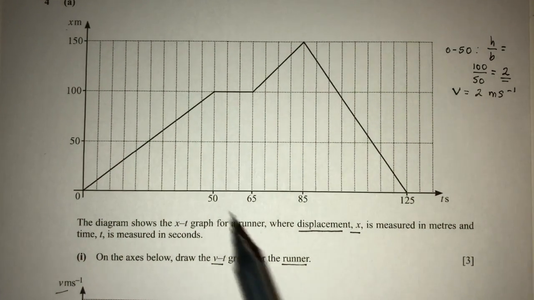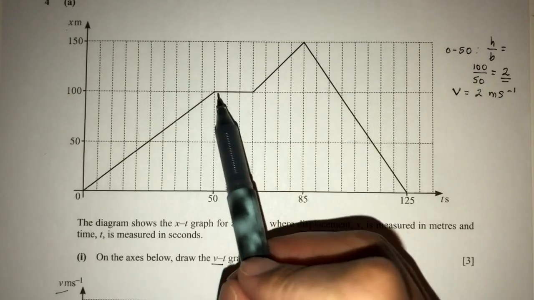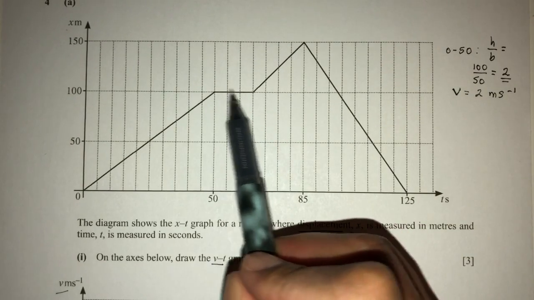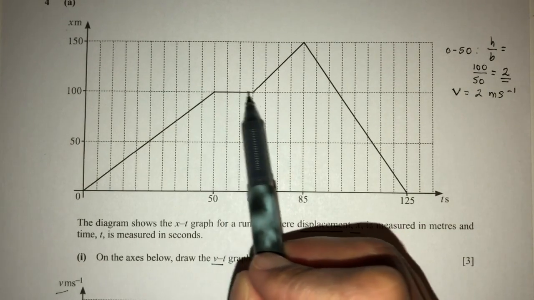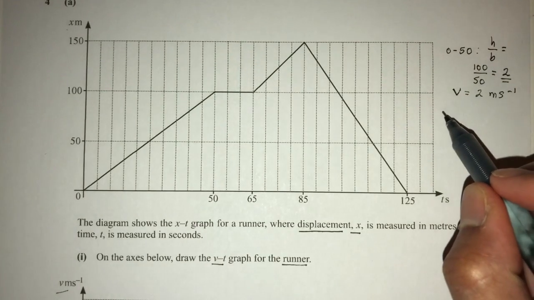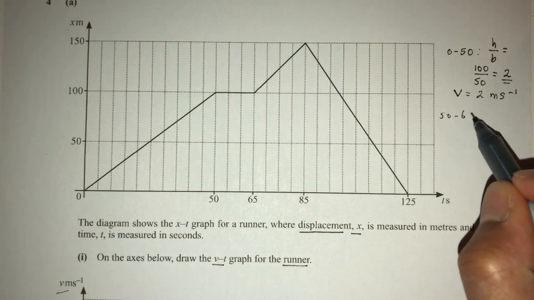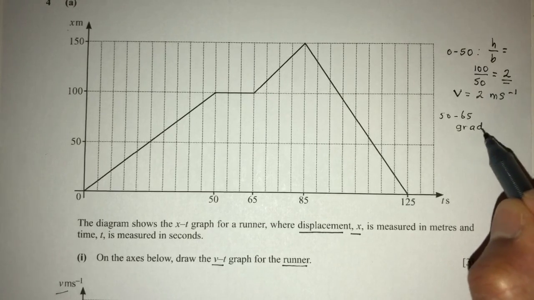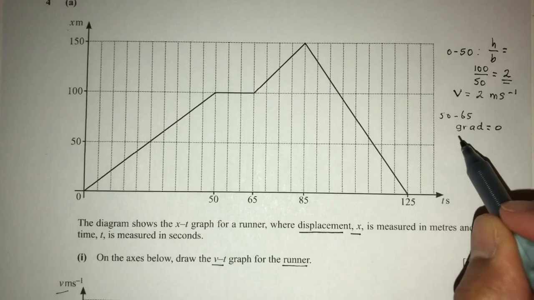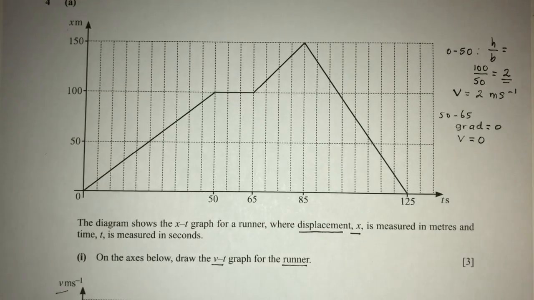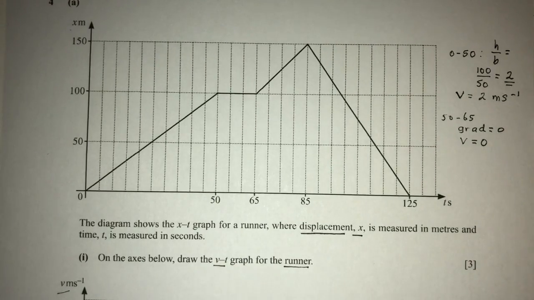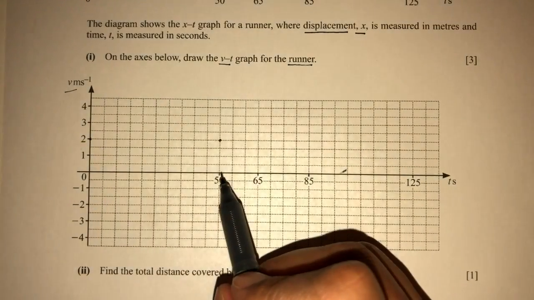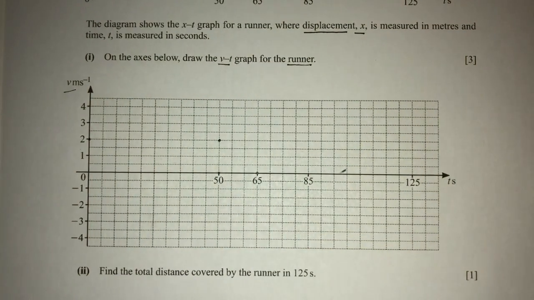The next one, from 50 to 65. What is the gradient of a straight flat line? Whenever the line is flat, it means the gradient is 0, which means v has to be 0. So between 50 and 65, it is 0, from here to here.